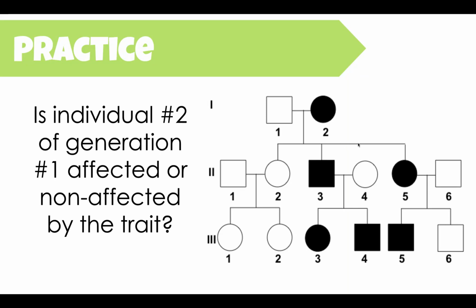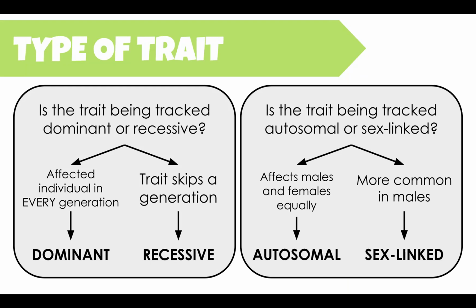So that should help you get a little bit of overview of the symbols and the shading that are used in pedigrees and how to just read them. Now let's get a little bit more into the traits and types of traits that we are going to be tracking in these pedigrees. So the first thing that we need to understand is the type of trait being tracked.